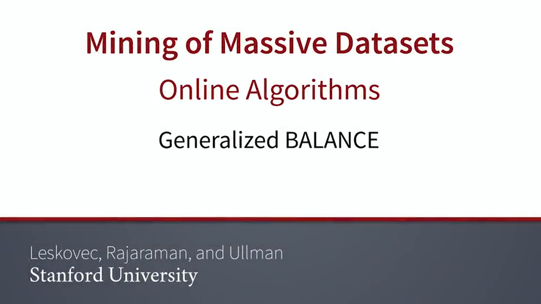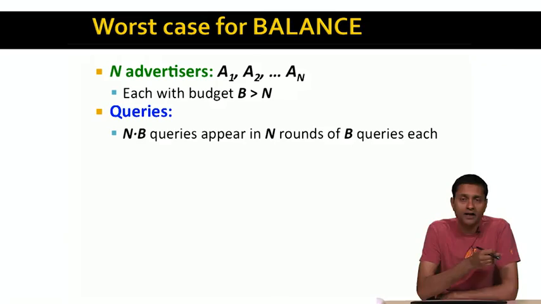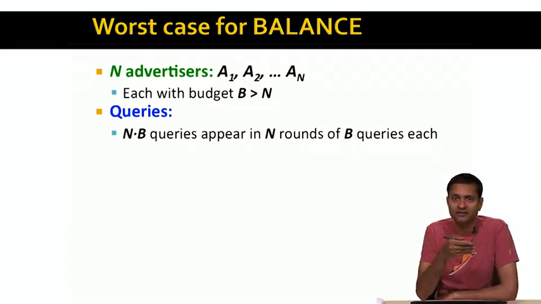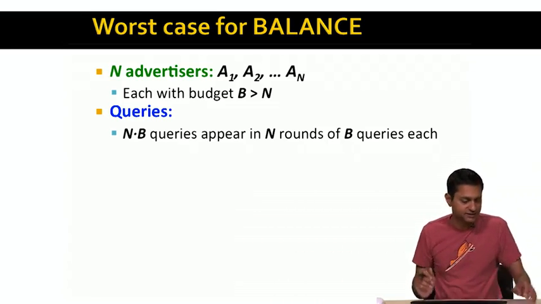Let's say there are n advertisers, A1 through AN. And let's say each advertiser has the same budget B and that B is greater than n. There are going to be n times B queries that appear in n rounds of B queries each. Right? So we're going to actually get one query at a time, but we're going to group them into n rounds of B queries each.